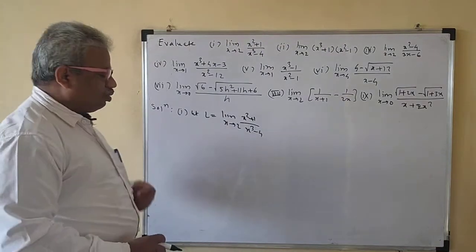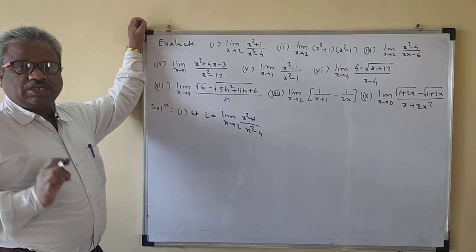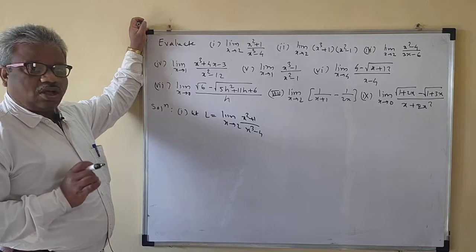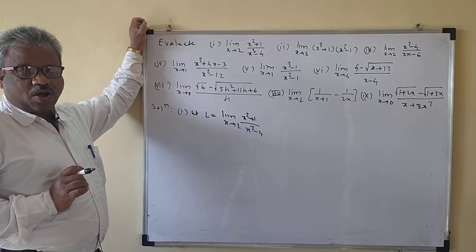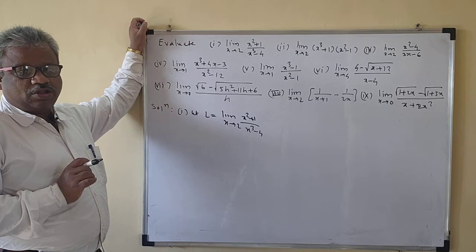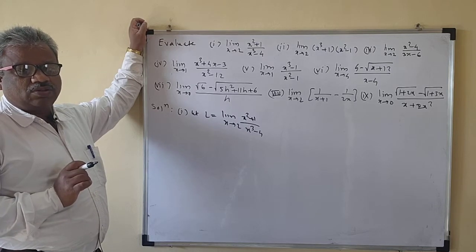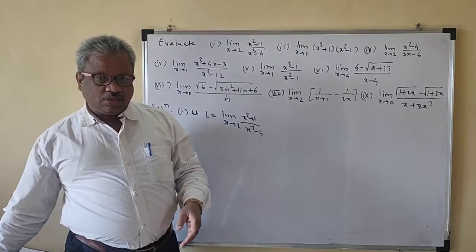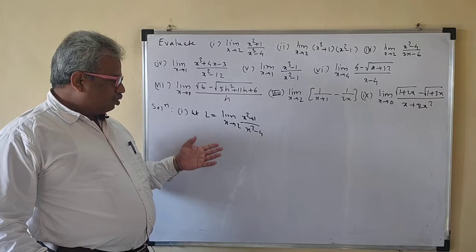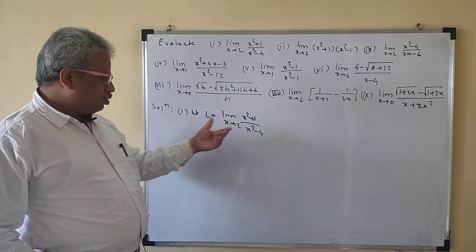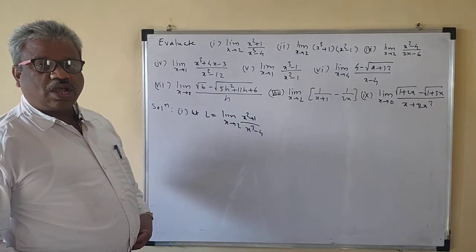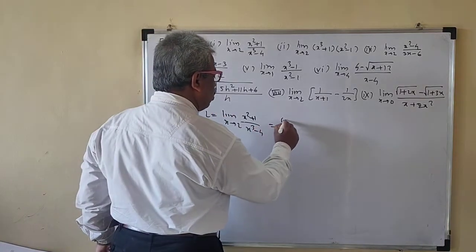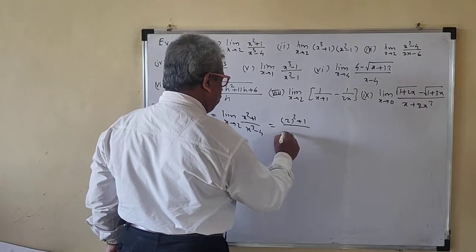Now how to evaluate such a limit? If this is 0 by 0 form, then we have to think about it. But if your numerator is not 0 or denominator is not 0, directly you can put the value of x as it is. Now see what happens if you put x equal to 2 at the numerator: 2 square plus 1, that is 4 plus 1, which is 5. That means your denominator is not 0, so you can put x equal to 2 directly in the numerator and denominator.